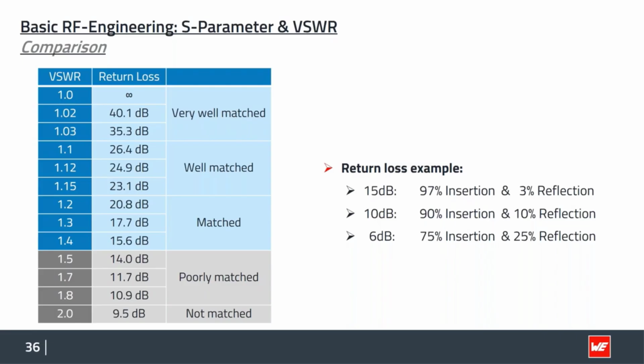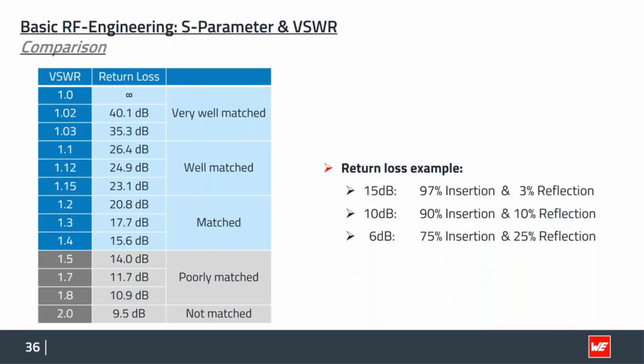For the return loss, it's exactly the opposite. The best value for the return loss you can have is infinite. And then, of course, the lower the value gets, the poorer your matching will be. Up to a value of around 15.6 dB, we talk about a matched system. And if the value gets lower, then we get to the poorly matched and not matched areas.